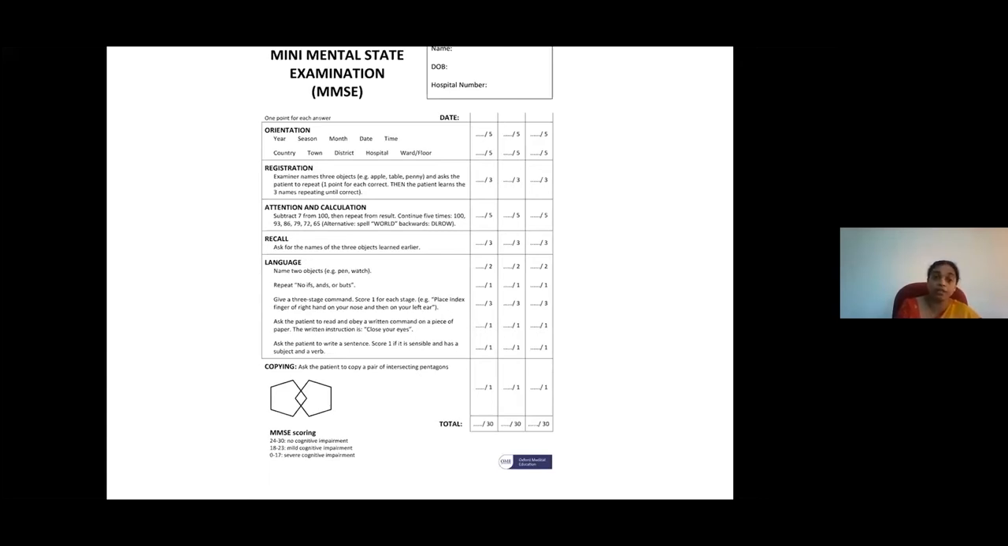Therefore, for very old people, we take the cutoff as 20. So 23 is not a hard and fast rule; we have to adjust according to their education and their age. However, 23 is the widely used cutoff in MMSE.